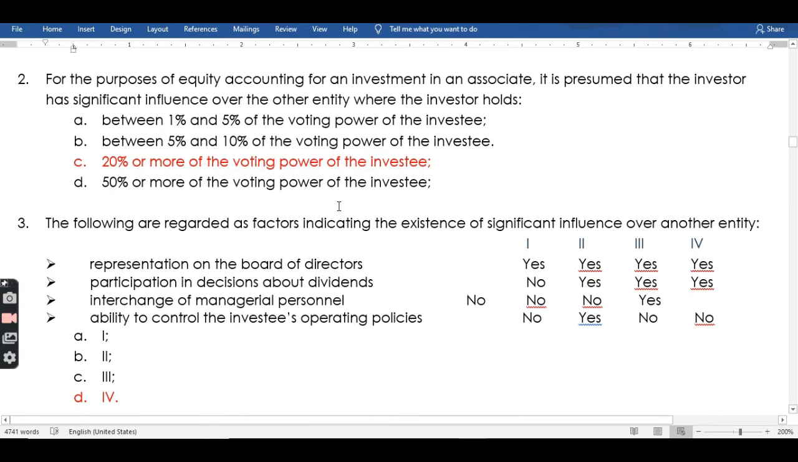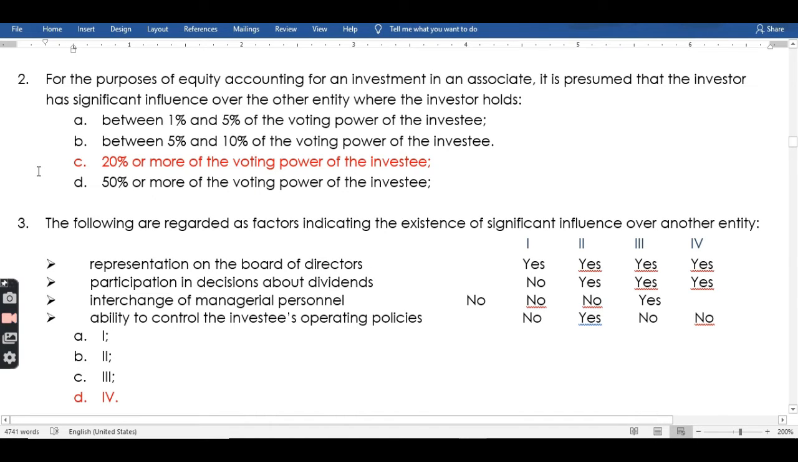Okay. For the purposes of equity accounting for an investment in associate, it is presumed that the investor has significant influence over the other entity where the investor holds, diba? O tandaan mo yan, 20% or more. Okay? Kung medyo nalilito ka, pwede mong balikan din yung naaral nyo sa stockholders equity, yung tinatawag na large at saka small dividends. Diba? Kapag 20% or more, large na yon. Kapag less than 20%, small, okay, dividends yun. So parang ganun din yun, para hindi ka malito.